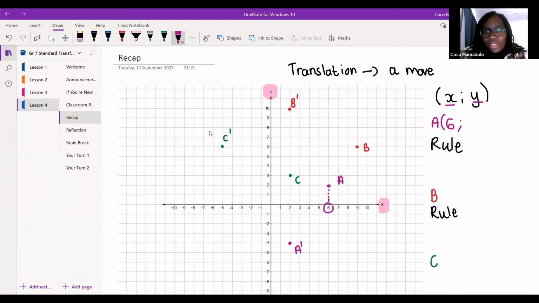And then I'm going to take this all the way to my Y line over here. And I'm going to find that my Y value is actually 2. And then I'm going to put 2. And then I'm going to close brackets. That is my coordinate for A.